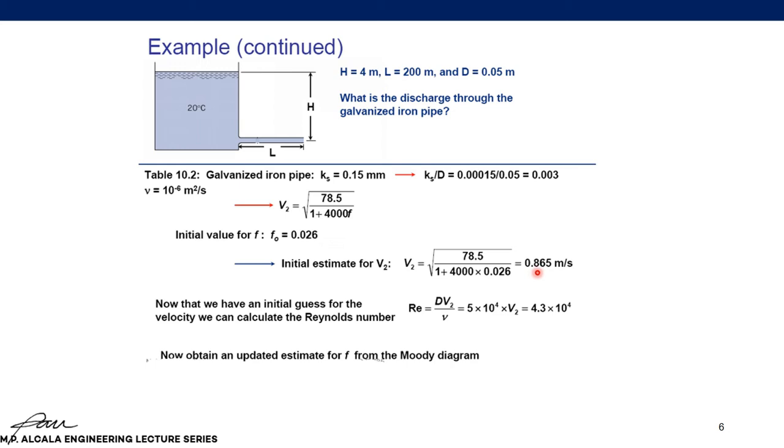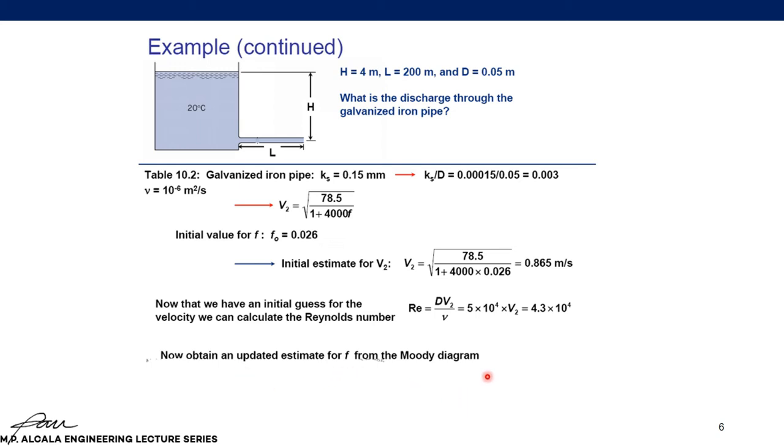Now let's look. For us to check, we need to identify the Reynolds number. So the Reynolds number is simply the velocity multiplied by the diameter of the pipe divided by the kinematic viscosity here. So that is 4.3 times 10 to the 4. Now we obtain an updated estimate for f from the Moody diagram.